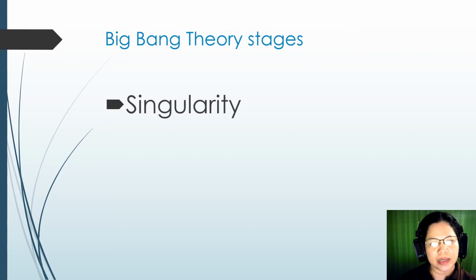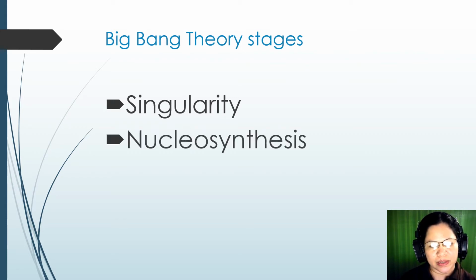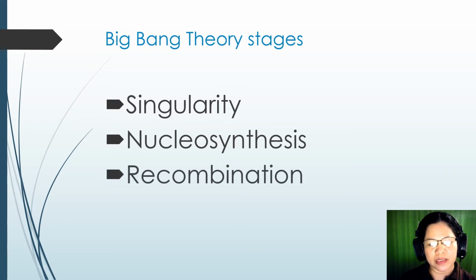Then the second one is the nucleosynthesis. What do you mean by this? There is nuclear fusion and the formation of new nuclei in the early stages of development of the universe. And the last one is the recombination. So recombination is the capture of free electrons by the cations in plasma. Okay?